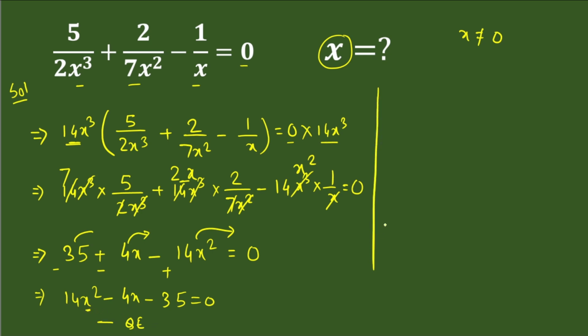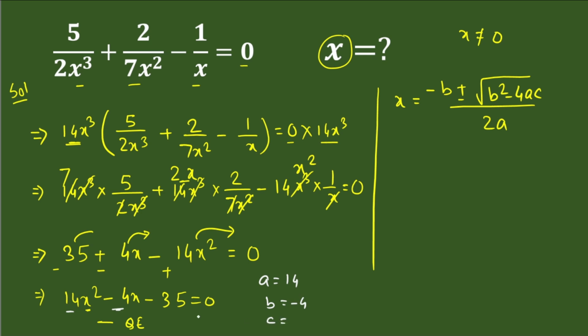So the root value of x will be minus b plus minus square root of b square minus 4ac, divided by 2a. Now the values of a, b, c. The value of a here is the coefficient of x square, that is 14. So a is 14 and b is the coefficient of x, that is negative 4. And the constant term is negative 35. Here we have the values of a, b, c. Now we'll substitute these values.